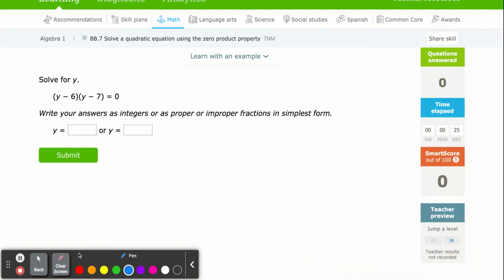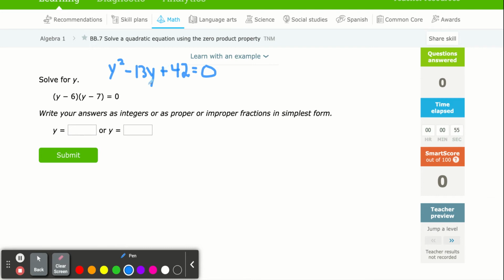Welcome. In this lesson, we're going to learn to solve a quadratic that's already been factored. The most important thing to realize is we could take the time to distribute this out and realize that this is a quadratic that looks something like this: y squared minus 13y plus 42 equals 0. Now, you're not going to ever, in this lesson, be given it like this.